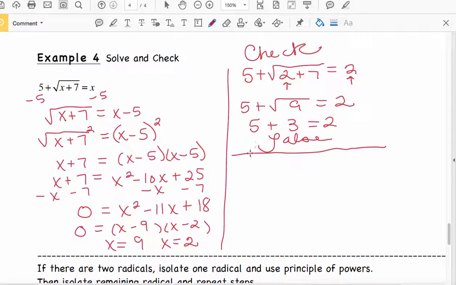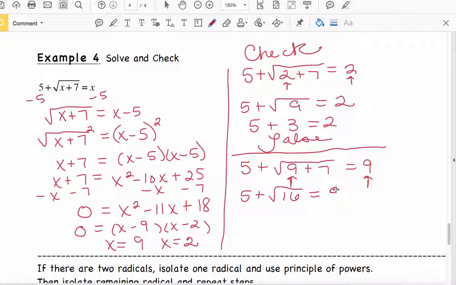And then I'm also going to go ahead and check my 9. So we have 5 plus the square root of 9 plus 7 is equal to 9. So I put 9's in for the x's, and then we get 5 plus root 16 is equal to 9. And then we have 5 plus 4 equals 9. 9 equals 9 is definitely true. And so that is a solution. The 2 is extraneous, and the 9 works. So 9 is a solution.